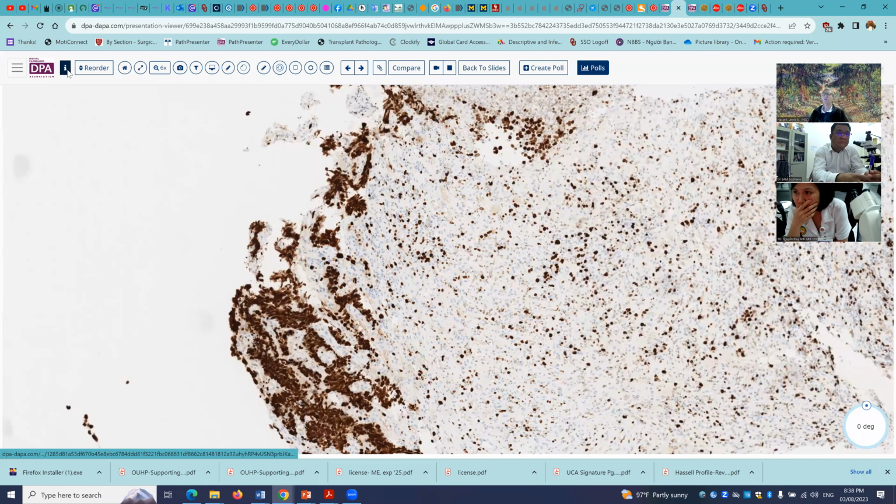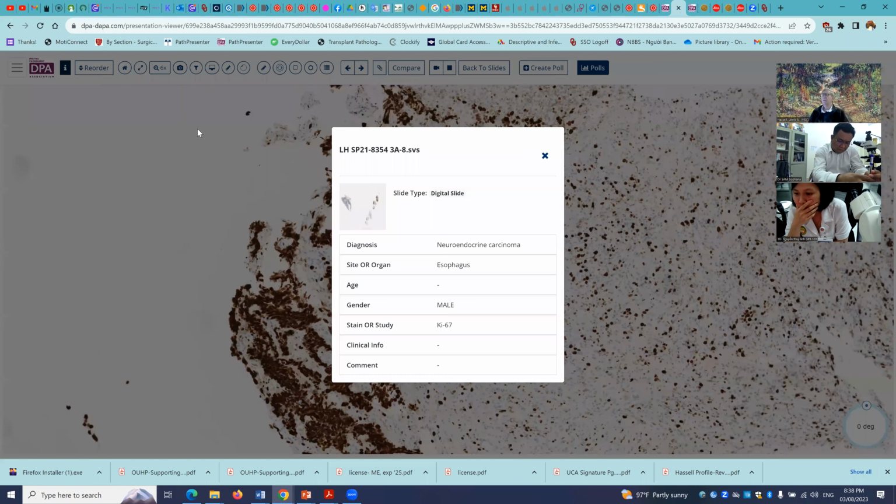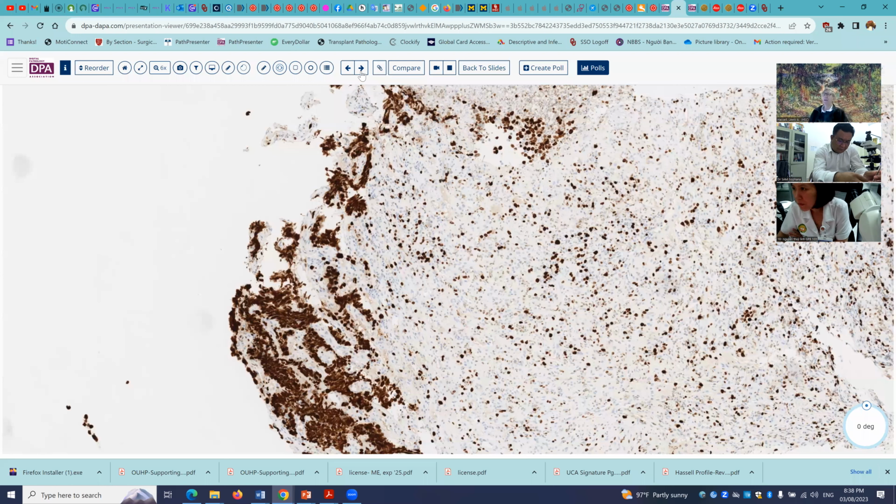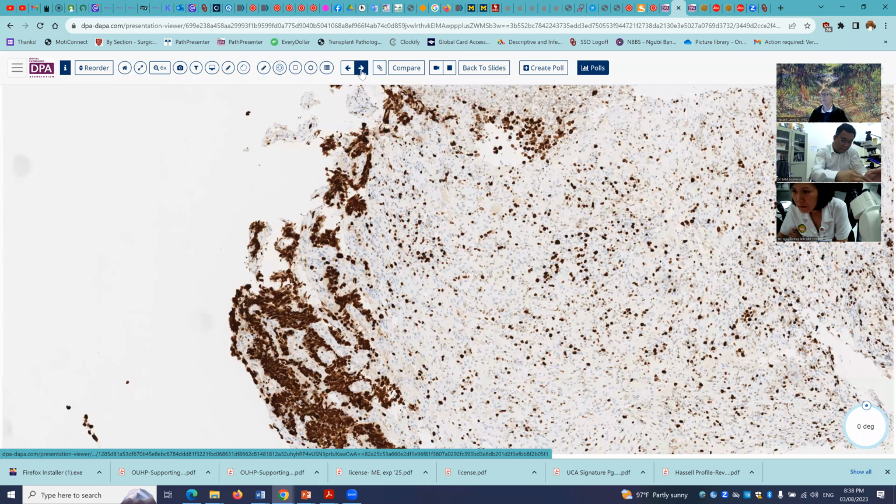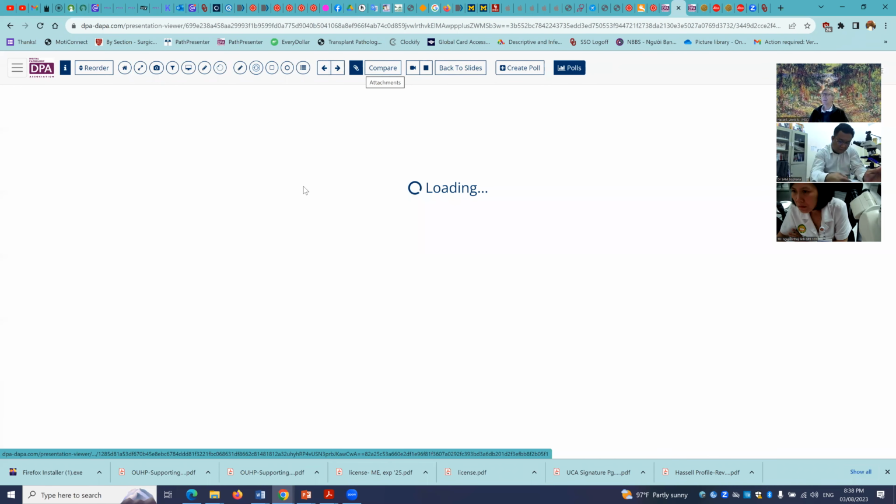Let's see if I can tell what this stain was. This is Ki-67, this is not Ki-67. So anyway, that's one of the caveats that when you see it, I think you should raise the possibility.